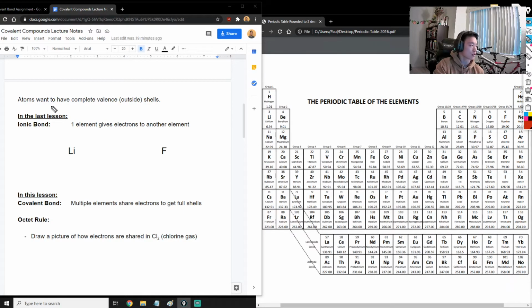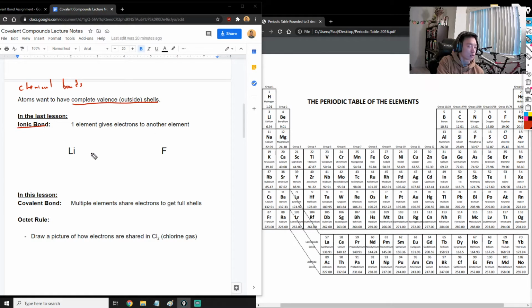So last time we talked about ionic bonds, and actually not just ionic bonds, but chemical bonds in general. The reason why atoms like to stick together to make chemicals and molecules is because they want to have complete valence or outside shells. This is the reason why elements want to gain or lose electrons. We've talked about this before.